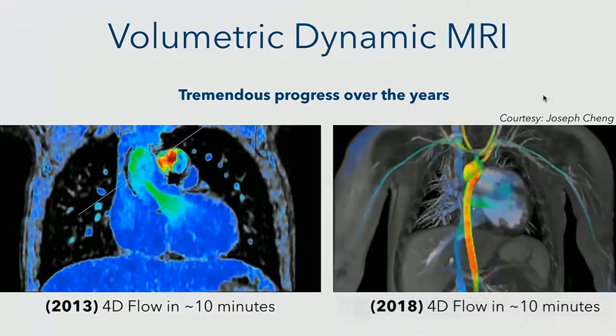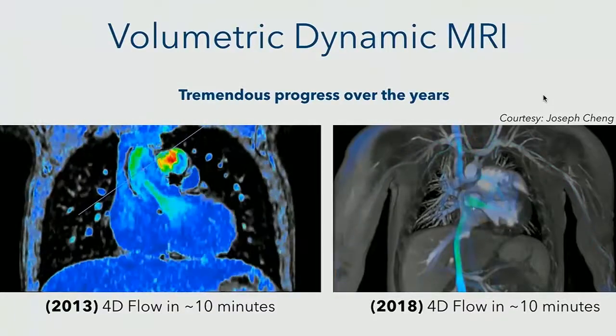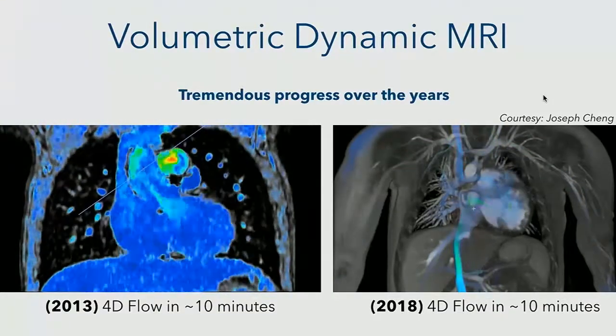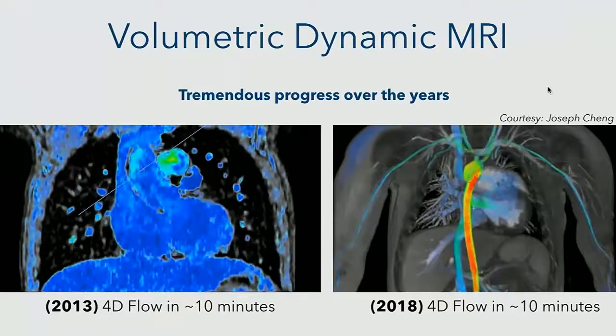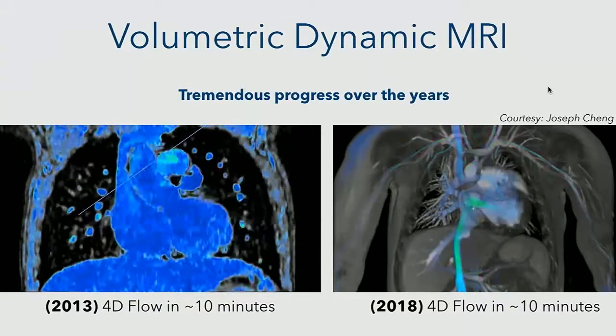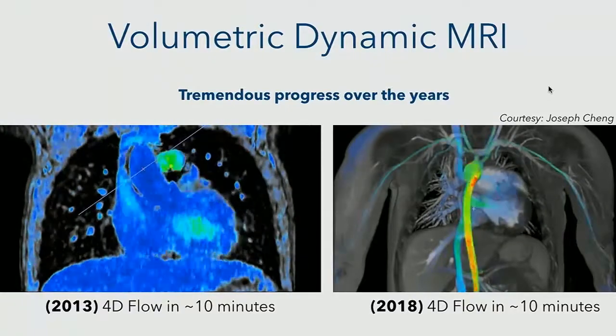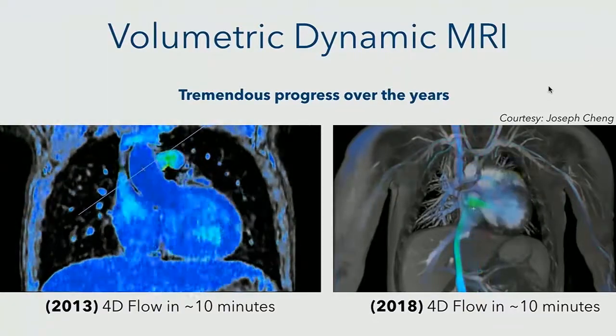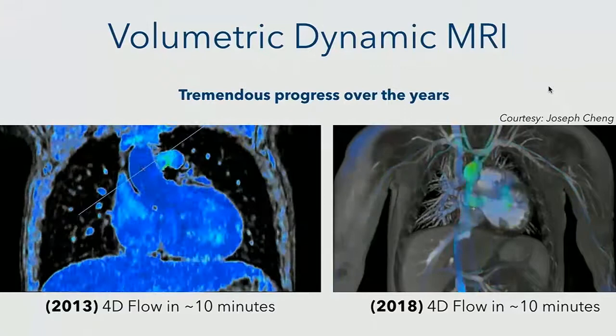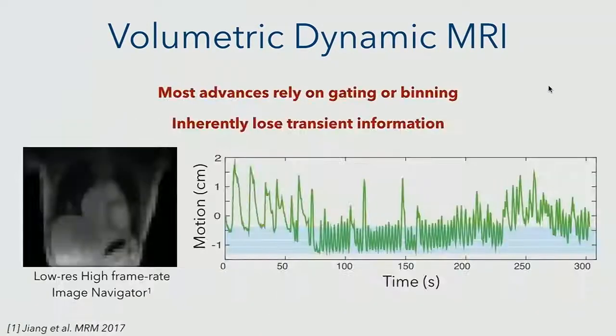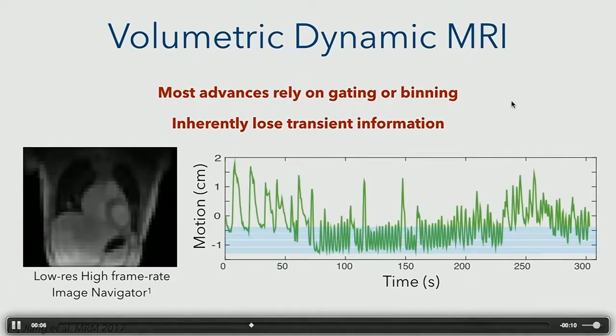And so this kind of improvement has many contributing factors. There's improvement in sampling, improvement in better spatial temporal model, and also more and more, as mentioned by the previous speaker, there's better binning and gating algorithms. But I also want to talk a little bit about the downside of doing these gating or binning. Now, inherently, when you do these types of techniques, you're losing transient information.